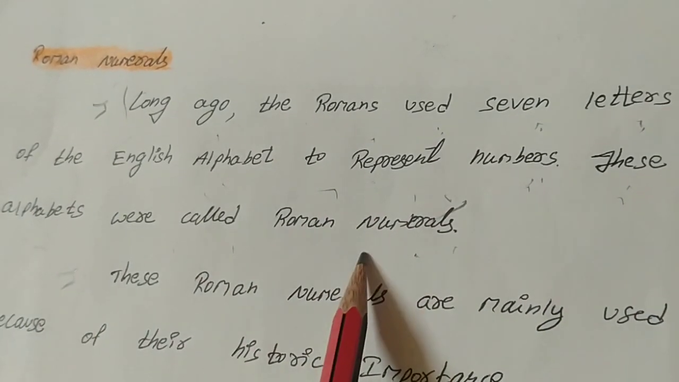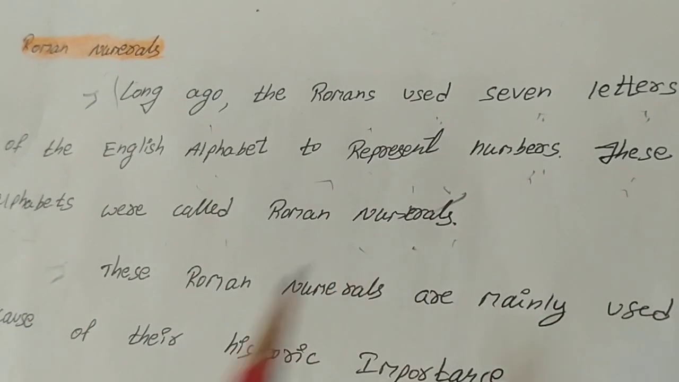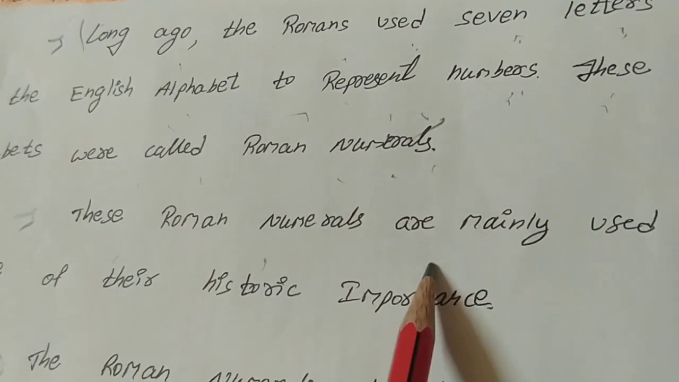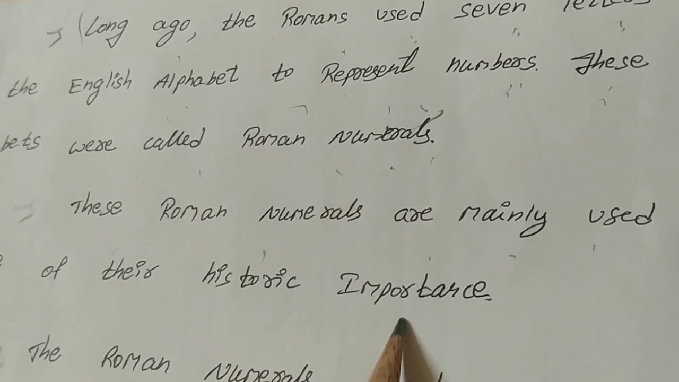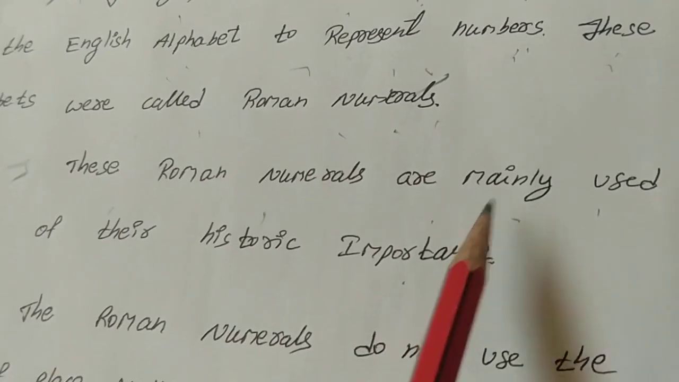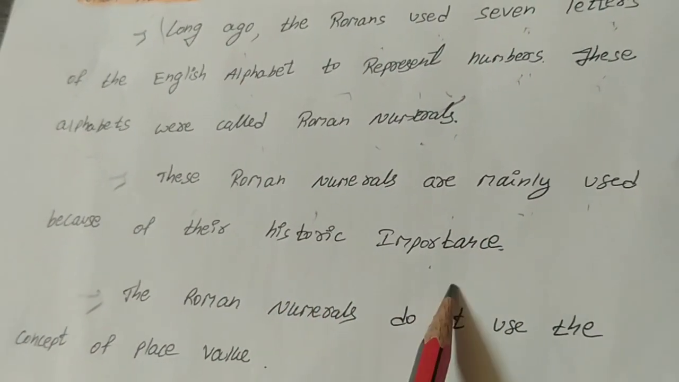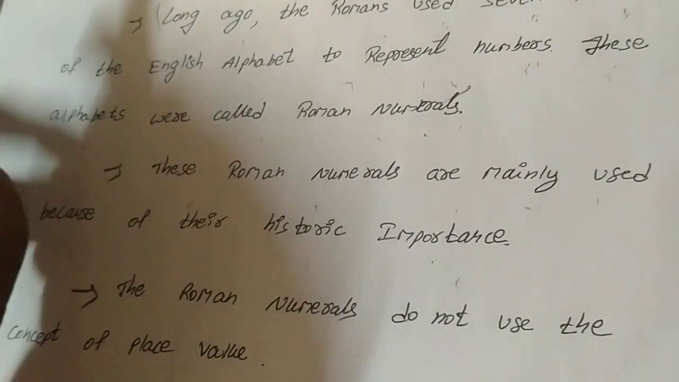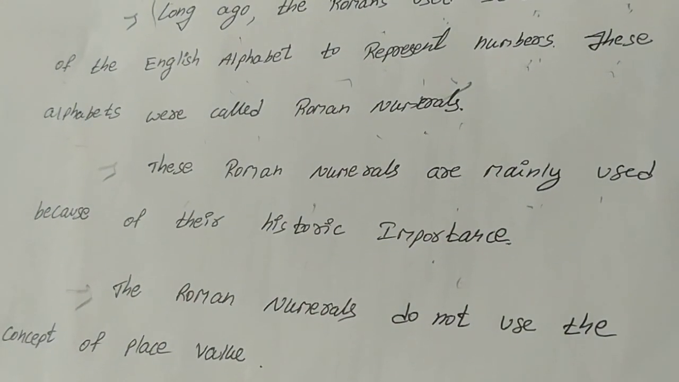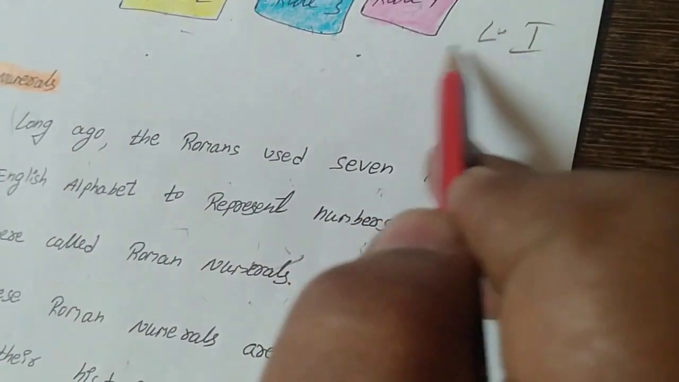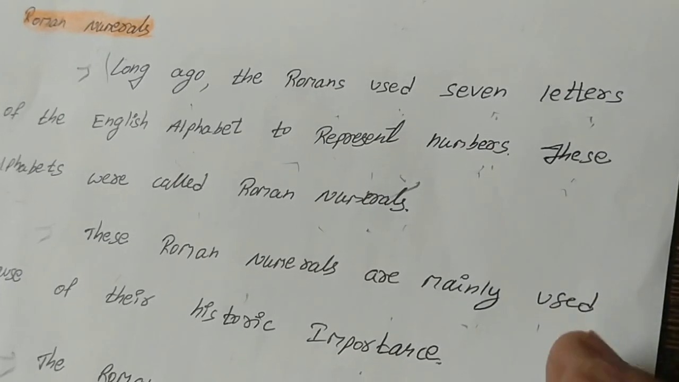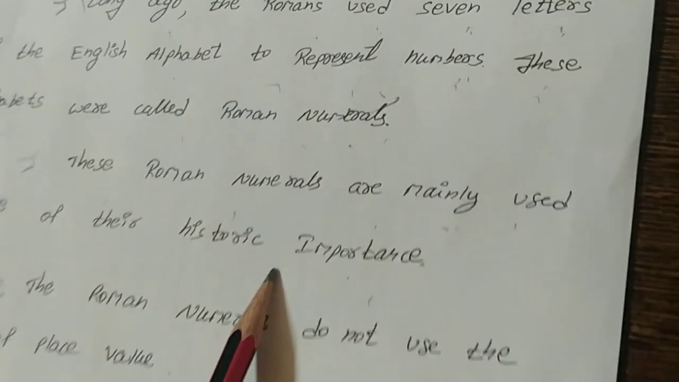Those alphabets are known as Roman numerals. These Roman numerals are mainly used because of historic importance only. Mainly where it is used means historic importance. Like I told you, the watch, and if you go to the kings, for example king 1, king 2, king 3, they will use it like this only. King 1, Louis 1, king names and everything. For historical representation purposes they use the Roman numerals.